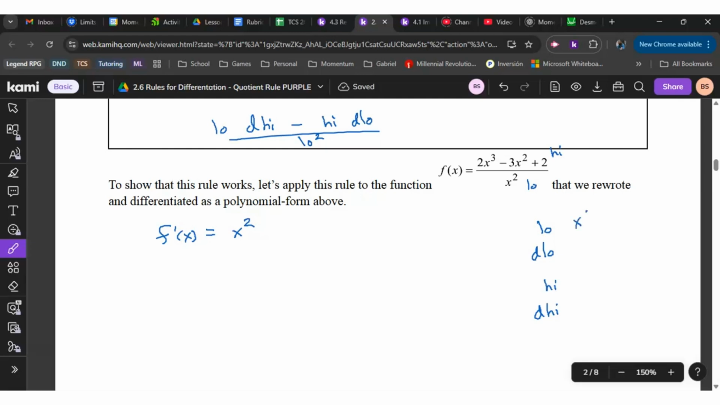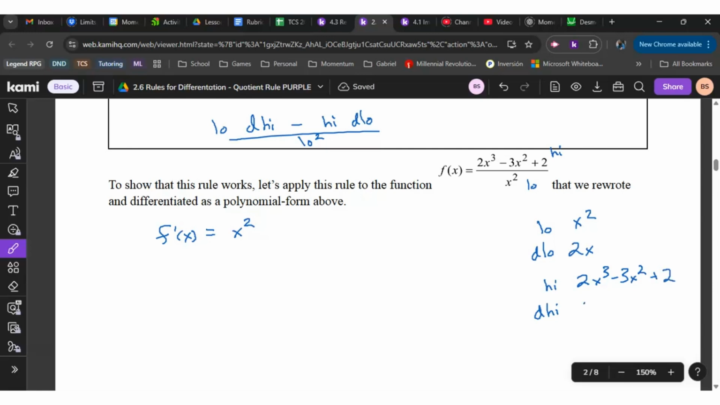The low is just x squared. What's the derivative of x squared? Not a trick question. 2x. Remember, the 2 comes down. Okay. High is 2x cubed minus 3x squared plus 2. And the derivative of that, we're just applying power rule.